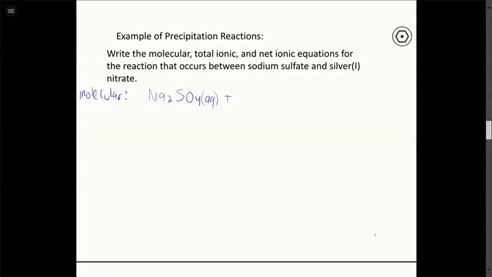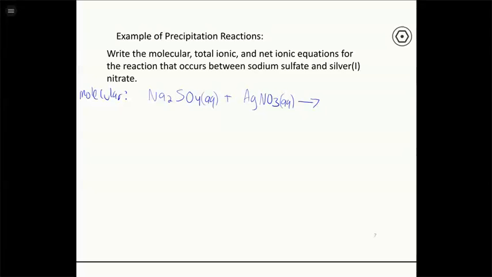And then we combine that with silver nitrate. So silver 1 is Ag+, nitrate is NO3-, so silver nitrate is AgNO3. Also a soluble compound because it includes nitrate. And then remember, for a precipitation reaction where we mix together two aqueous solutions, we have to think about pairing the first cation with the second anion, and then vice versa. So the second cation with the first anion.